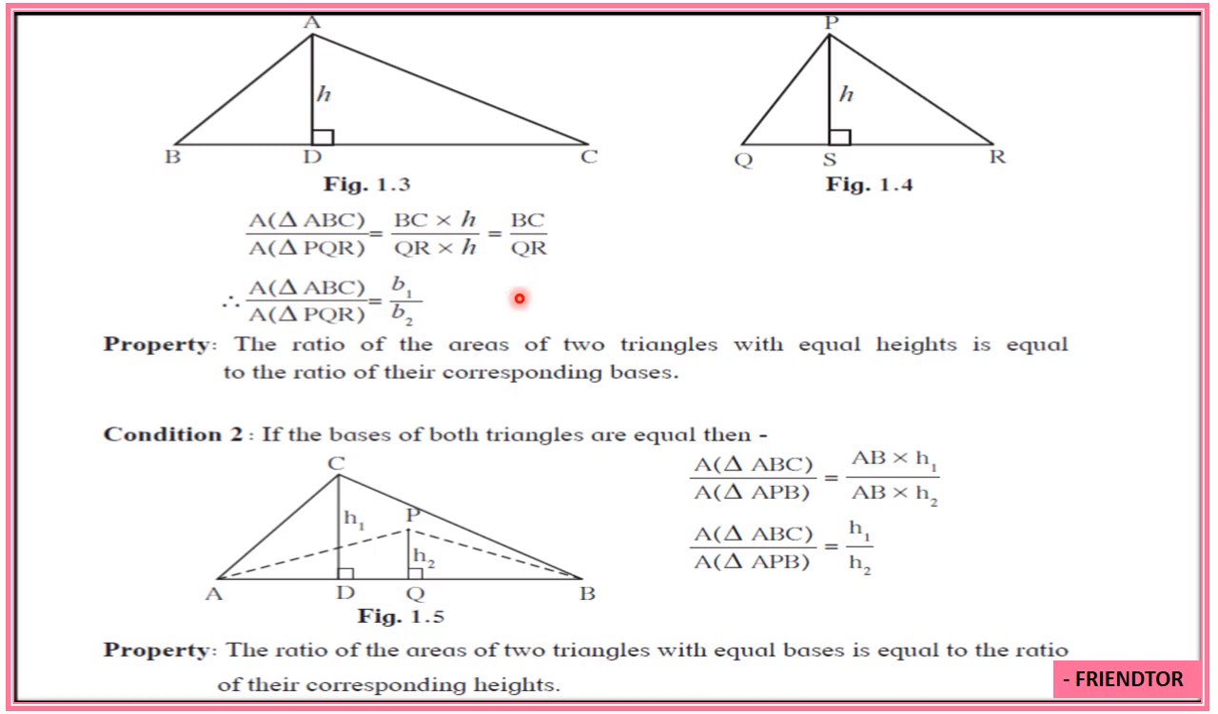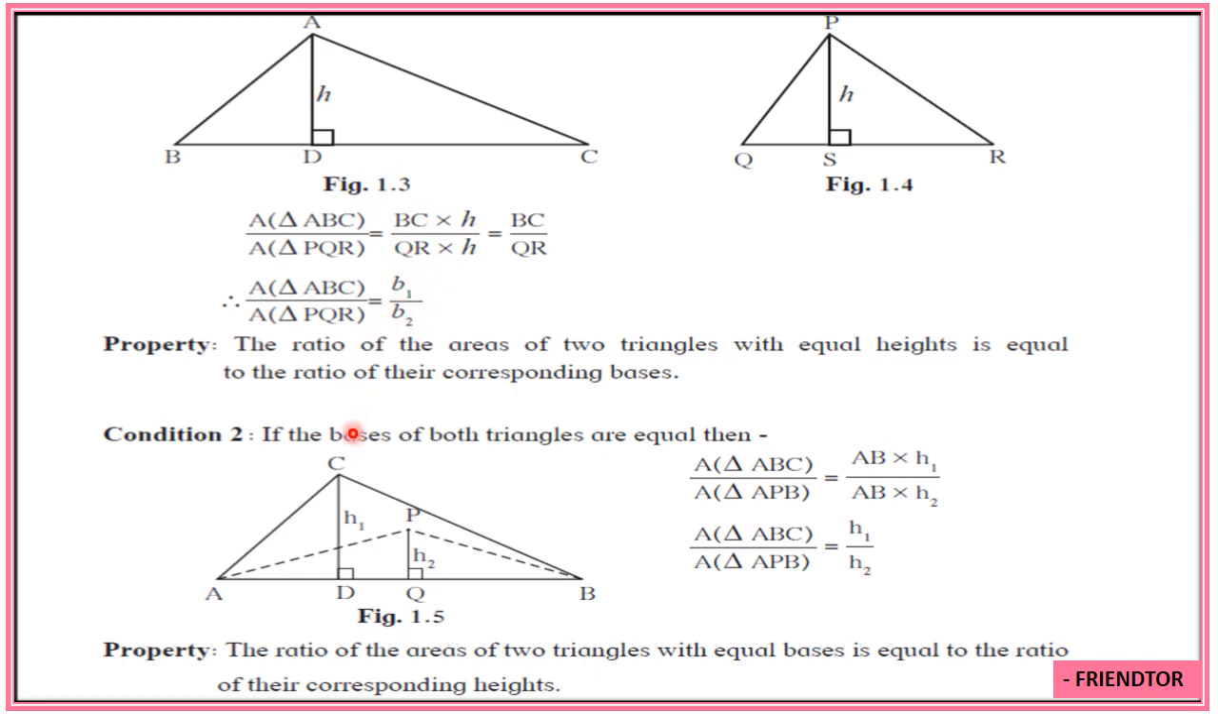Okay, so the next property that we derived is that the ratio of the areas of two triangles with equal heights is equal to the ratio of their corresponding bases. If the heights are equal, then the ratio of the areas is the same as the ratio of the corresponding bases. Alright, if the height is the same, then the ratio is the same as the ratio of the bases of the triangles.